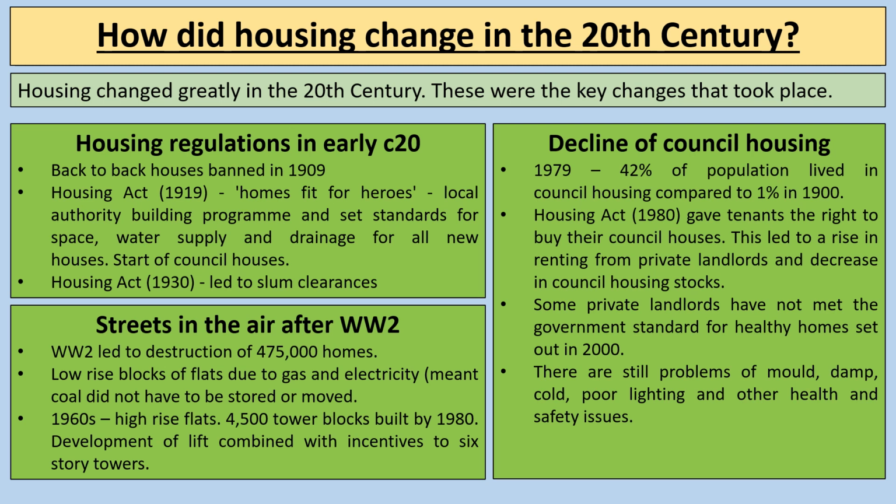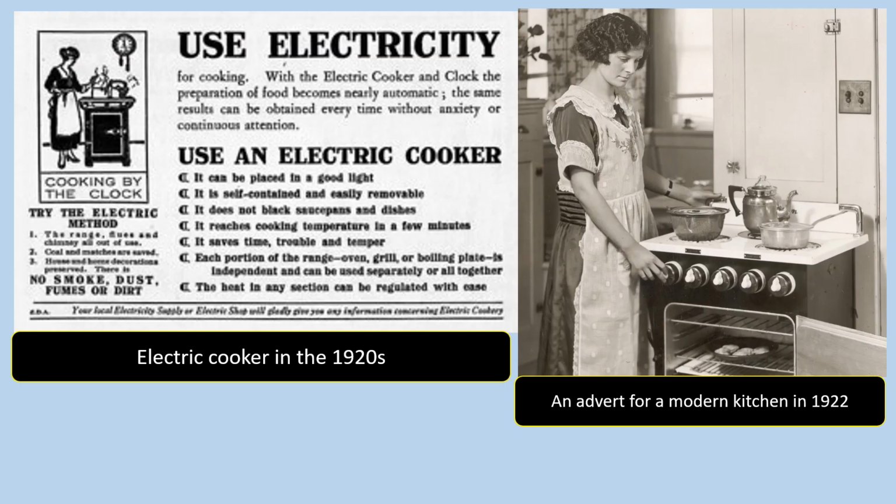Now, some private landlords have not met the government standard for healthy homes set out in 2000, and there's still problems today in terms of housing of mold, damp, cold, poor lighting and other health and safety issues. So just some images here of housing in the 1920s. So people were able to use things like electric cookers in homes. There's an advert there for a modern kitchen in 1922.